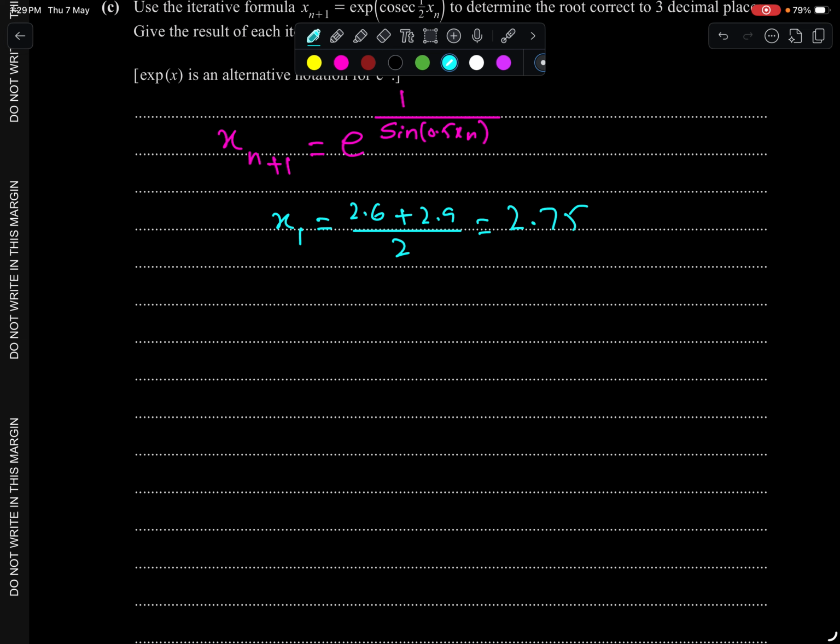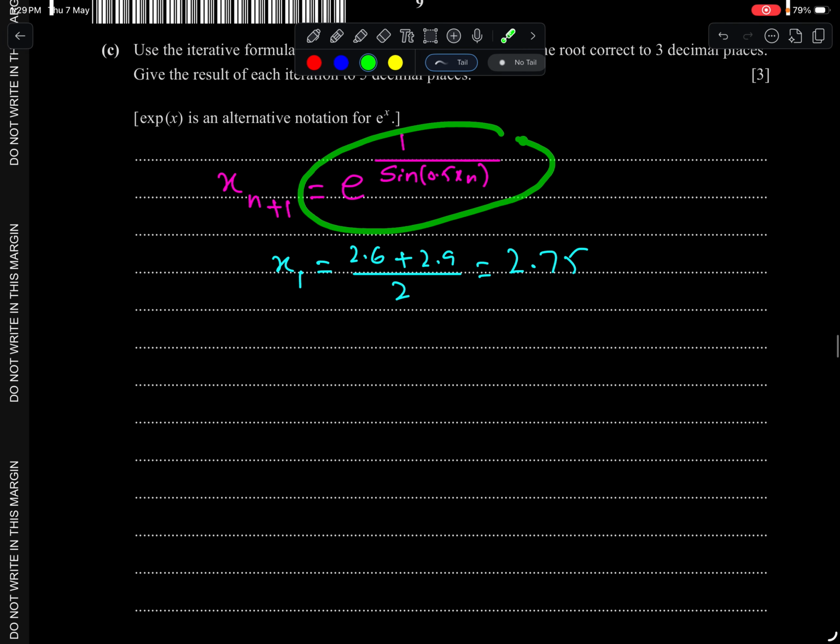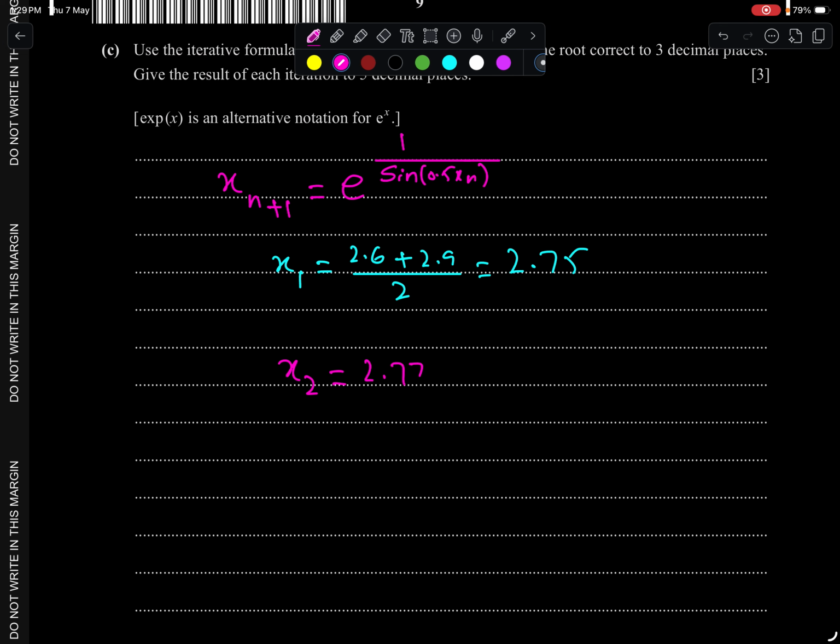Now for x2, put the formula in your calculator and then plug in 2.75. When you substitute 2.75, you will get 2.77175. 5 decimal places, okay? Make sure you round the decimal. This 6 should be rounded off. Now it is correct to 5 decimal places.